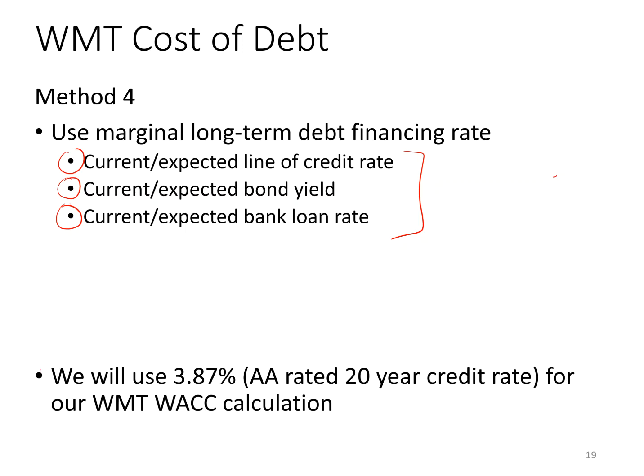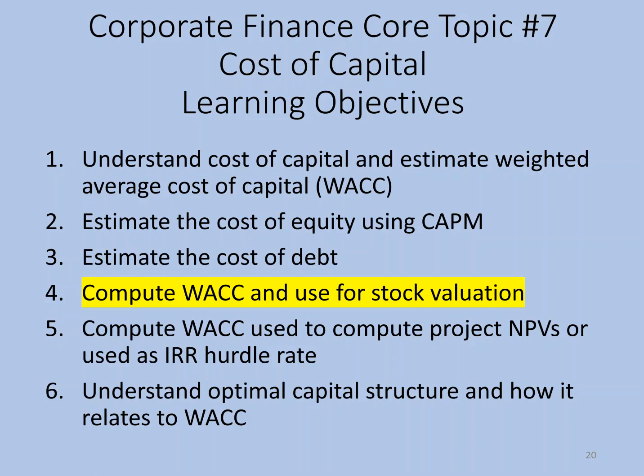Now for Walmart, I'm just going to use that AA rated yield of 3.87, and that's what I'm going to use to calculate Walmart's WACC. All right, so in this topic we calculated the cost of debt to use in the weighted average cost of capital.